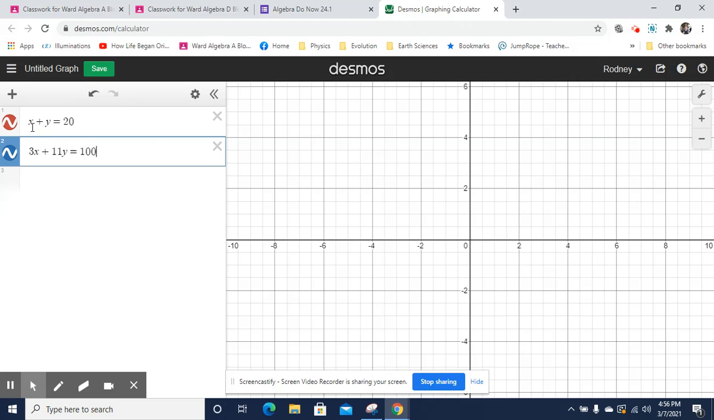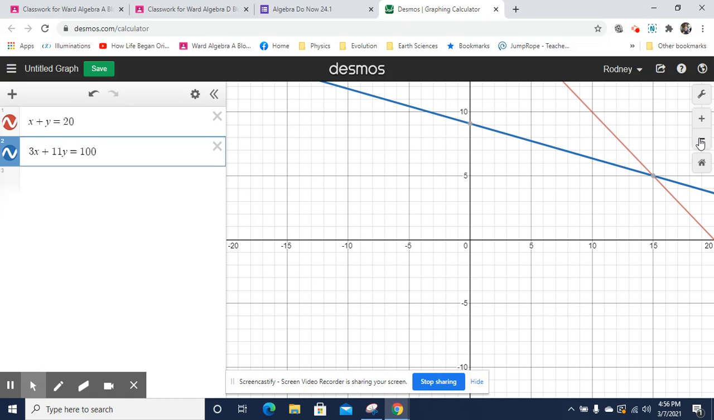Now remember, X represents true-false questions, and Y represents multiple-choice questions. How many there are? I zoom out just a little bit, and I get my two lines. This one is the number of points equation, and this one is the total number of questions equation. And there's an intersection point. The intersection point is going to be the solution for this system of equations, and it's 15, 5. So we get a point where X is 15 and Y is 5.